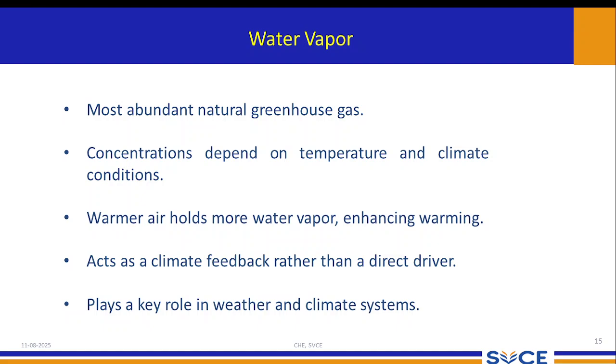Coming to water vapor, that is also considered a greenhouse gas. It is the most abundant natural greenhouse gas, and its concentration depends on temperature and climate conditions. Warmer air holds more water vapor, enhancing warming. It acts as a climate feedback rather than a direct driver, and plays a key role in weather and climate systems. Water vapor is actually necessary in the air, but at the same time, beyond a certain concentration, it will act as a greenhouse gas.